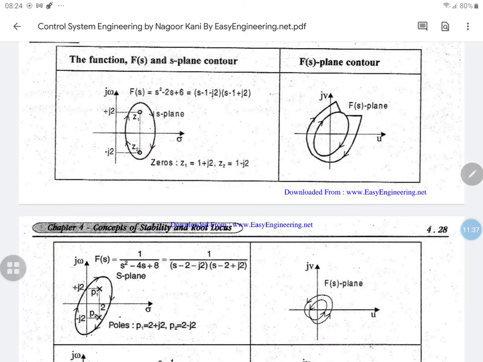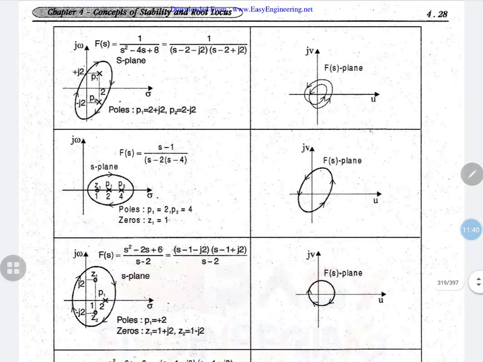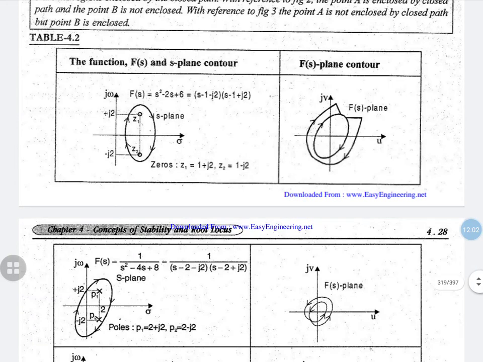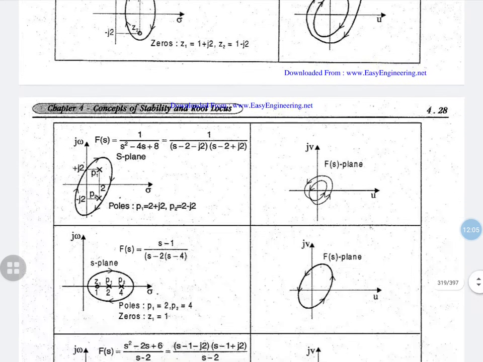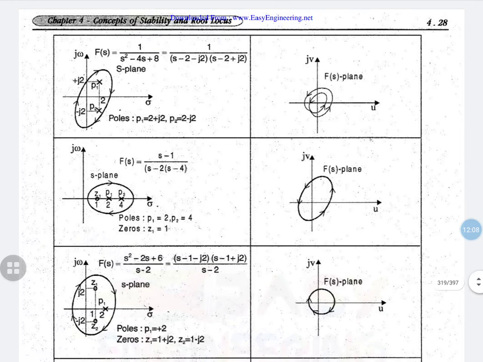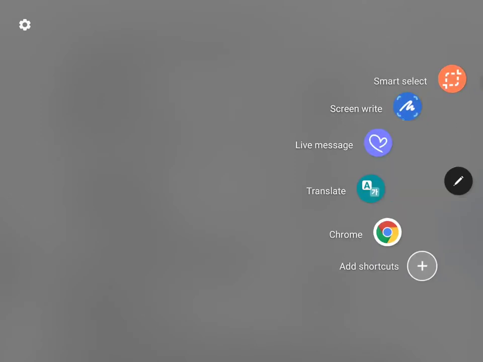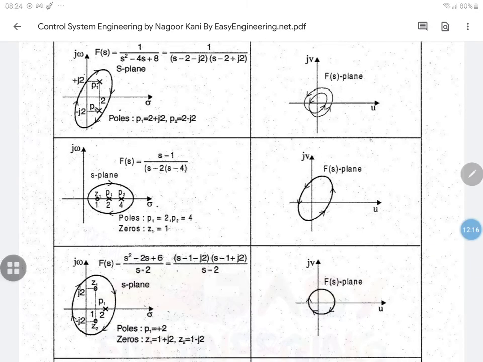So this is a case, and you can see here two poles are on the right half of the plane. You can see here the direction of the contour has changed. It is in anti-clockwise direction, whereas here it was in clockwise direction. The contour is in anti-clockwise direction. You can see here using these arrows.